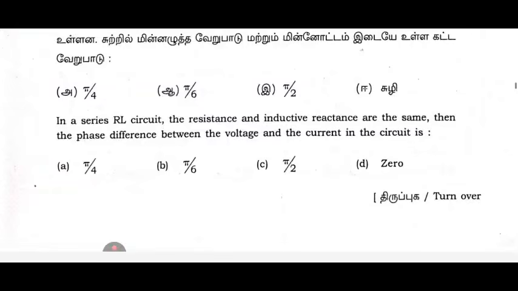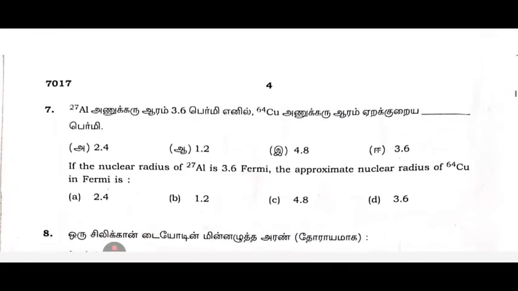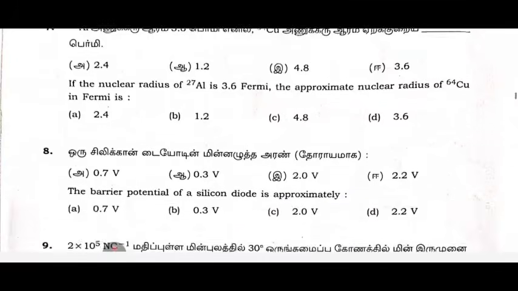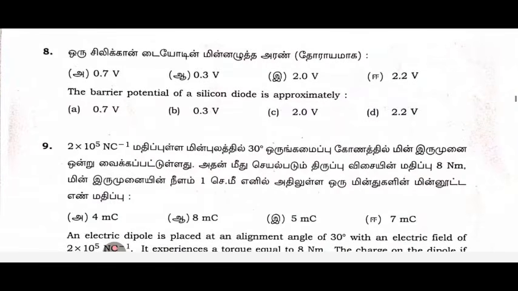Sixth one, in a series RL circuit, the resistance and inductive resistance are the same. Then the phase difference between the voltage and the current in the circuit is dash. Seventh one, if the nuclear radius of 27Al is 3.6 Fermi, the approximate nuclear radius of Cu in Fermi is dash. Eighth one, the barrier potential of a silicon diode is approximately dash.